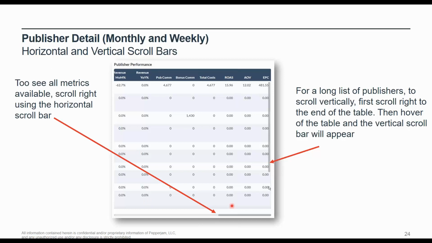And this publisher table that's at the bottom can get pretty big. To see all of the metrics, scroll to the right of it, and to see all of the publishers, once you scroll all the way to the right, this vertical scroll bar will appear, and you can use that to move up and down as well.